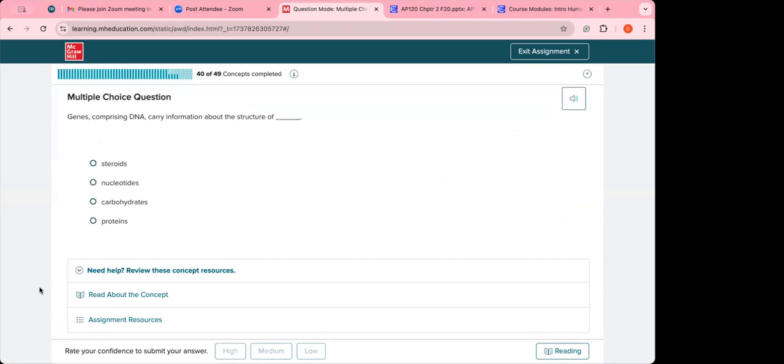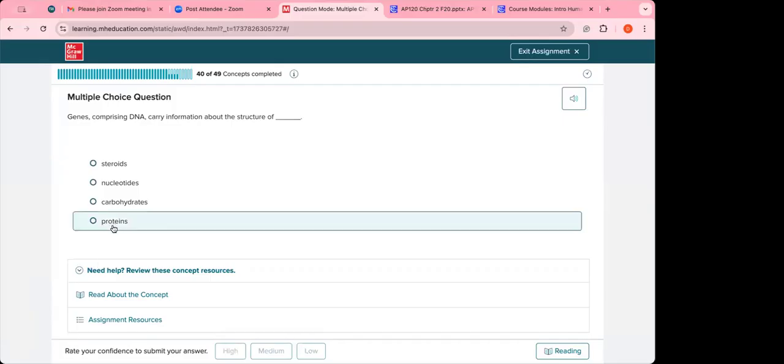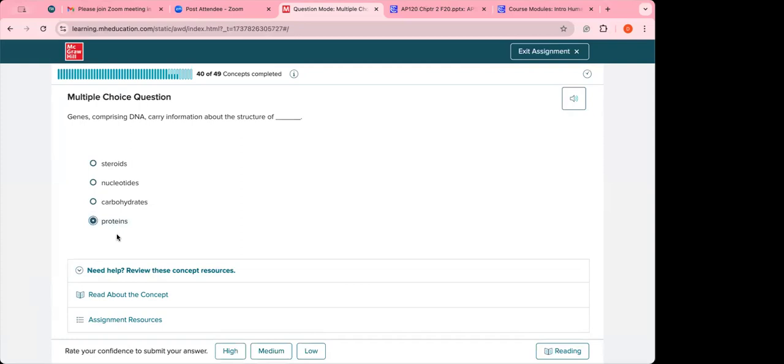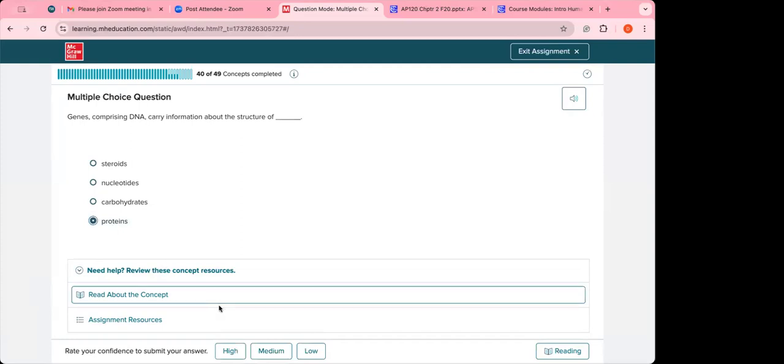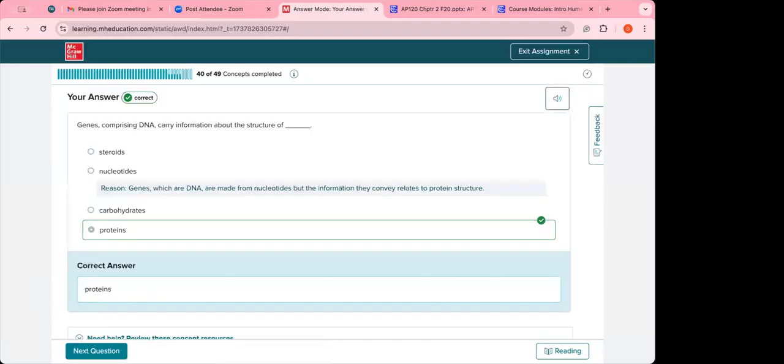So genes carry structures about... it's not steroids and it's not carbohydrates. I would say protein, because nucleotides come later. I would say protein is the answer they want. Yeah.